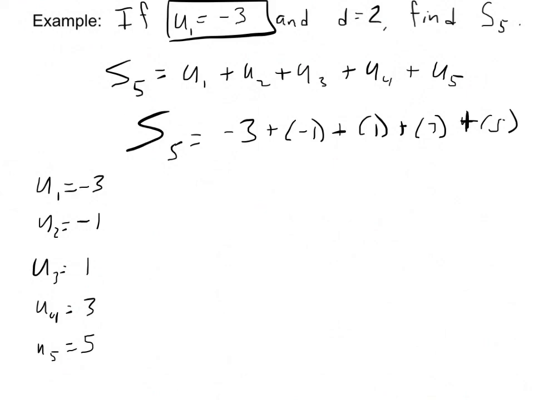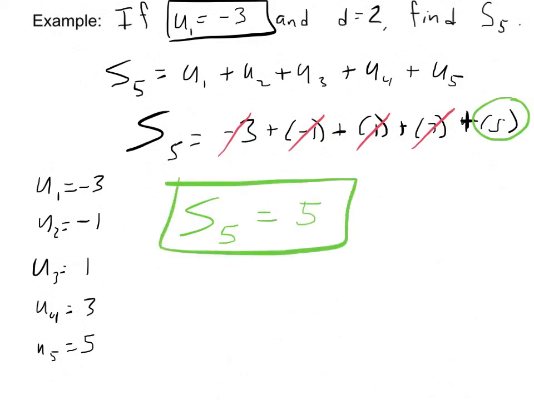In this problem I specifically constructed it so that a nice thing would happen. Notice that when you add -3 and 3 together you get 0. When you add -1 and 1 together you get 0. And so when all is said and done, our answer is that S5 is equal to just that last term of 5. Some of the problems you're going to see on the IB exam are ones where it doesn't necessarily make sense to use a formula, where you can just reason through them.